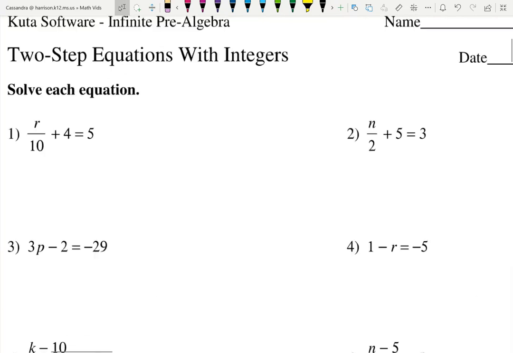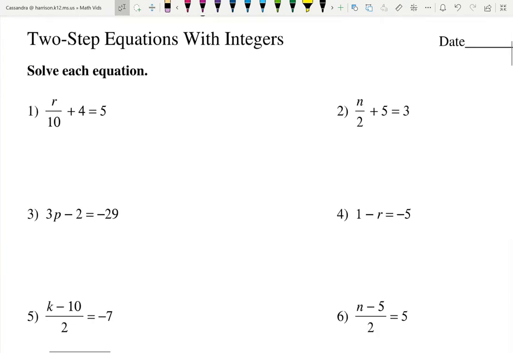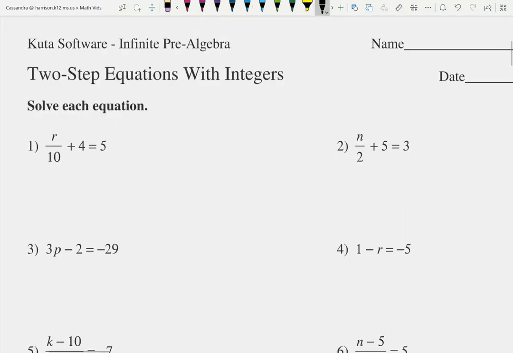So let me zoom in on these problems real quick. Appreciate you. Okay, the first thing I tell my kids to do is draw a line down the equal sign.